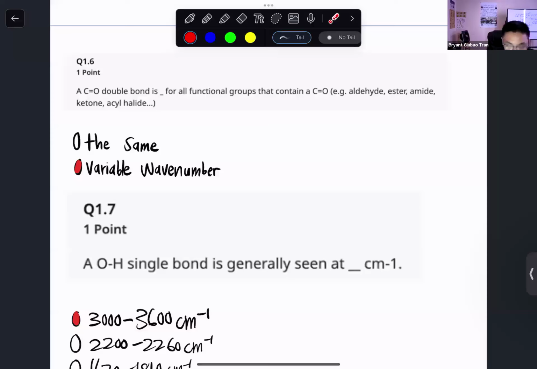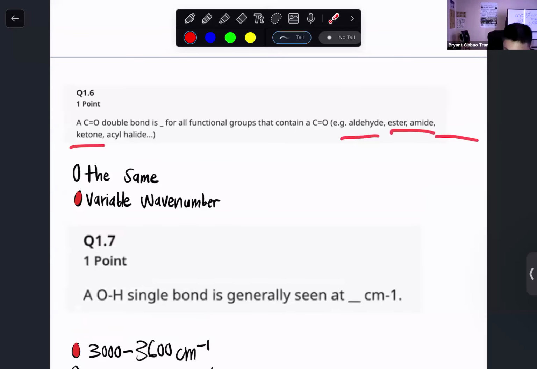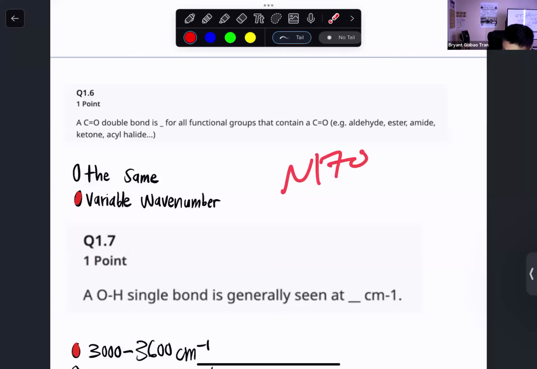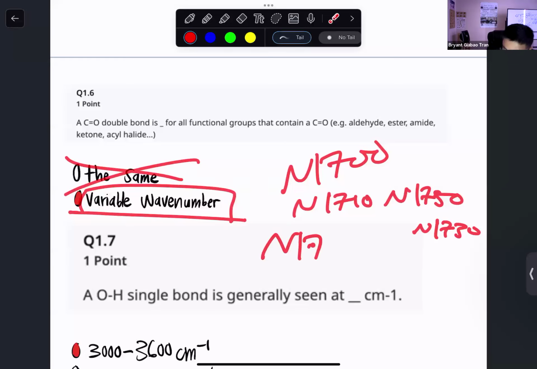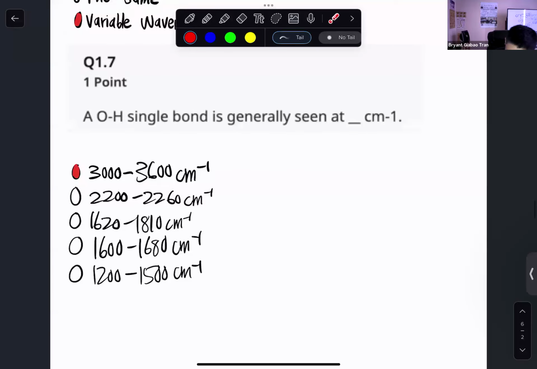So the carbonyls, there are a lot of them that we talked about: aldehyde, ester, amide, ketone, acyl halide, carboxylic acid. They will be around 1700, but they will still be variable, right? So ester could be like 1710, carboxylic acid could be like 1750, ketone could be like 1730. They will change depending on what carbonyl it is. They would not be the same, but they will still all be around the 1700 range. So it's like a ballpark range.